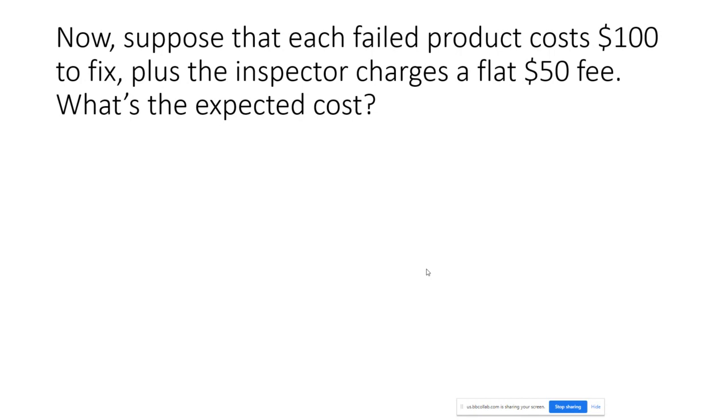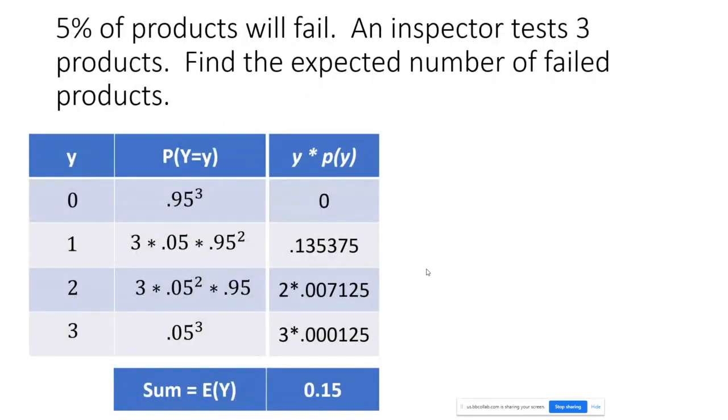So we could do this in the same way that we did the problem yesterday. We could write out a table of the possible values of the cost, depending on whether 0, 1, 2, or 3 products failed. Align them with their probabilities. So the probabilities are going to be the same, just the cost is going to be different. We could multiply the cost times the probability to get this third column, and then sum up that third column. But we could also do it in another way.